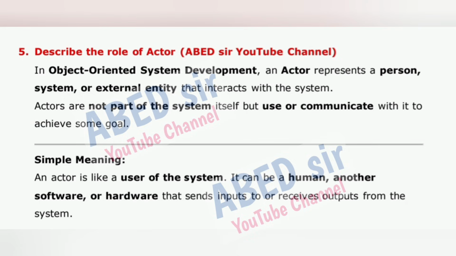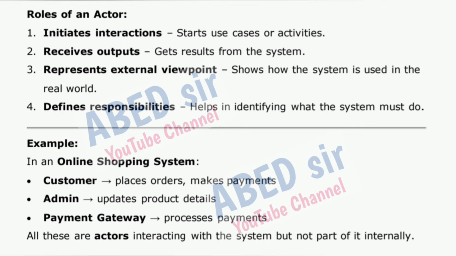It can be a human, another software, or hardware that sends inputs to or receives outputs from the system. Roles of an actor. 1. Initiates interactions, starts use cases or activities. 2. Receives outputs, gets results from the system. 3. Represents external viewpoint, shows how the system is used in the real world. 4. Defines responsibilities, helps in identifying what the system must do.